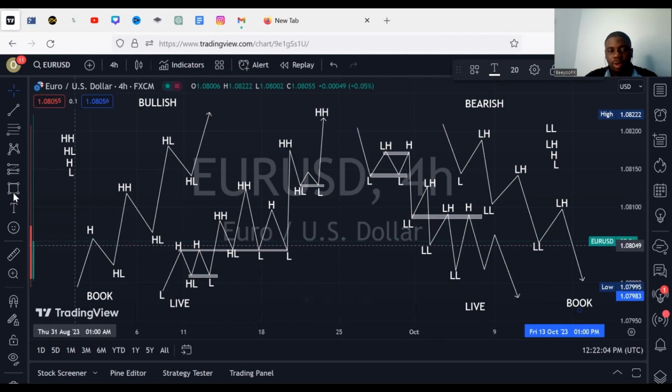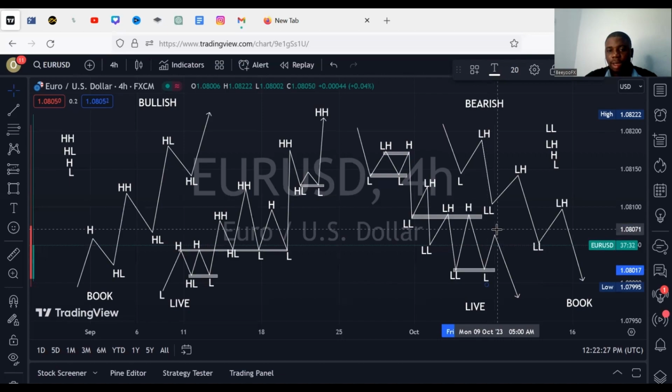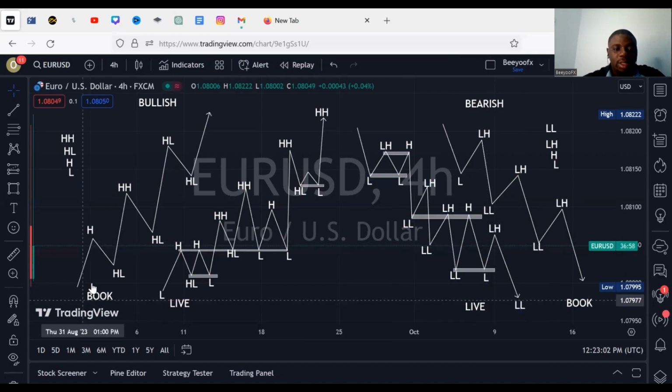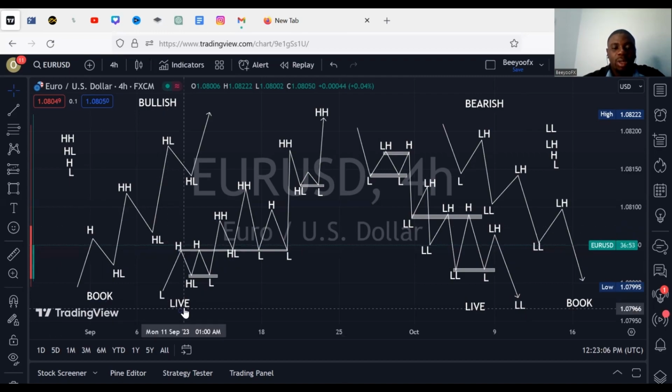Then we have an equal low. Then here is a lower high at this place. Then the last lower low here. So can you see the difference between the book explanation of market structure and what actually happens on the live market? This is why many people fail in the live market. What you read about in books is quite far from what actually happens in the live market. So that is the difference between the book and the live market.